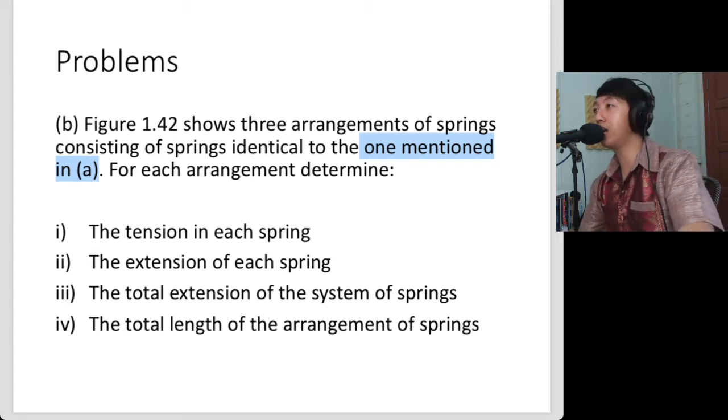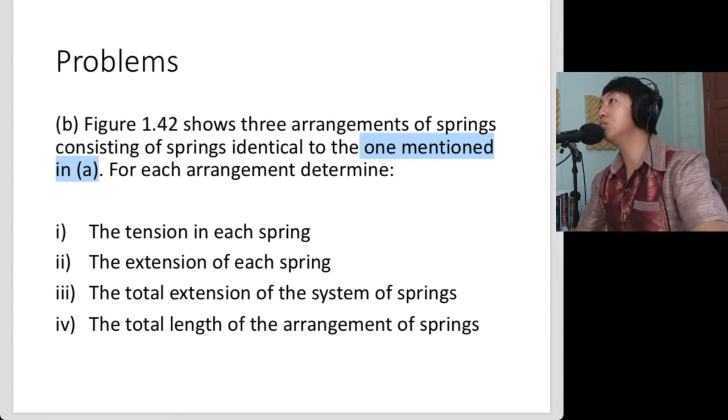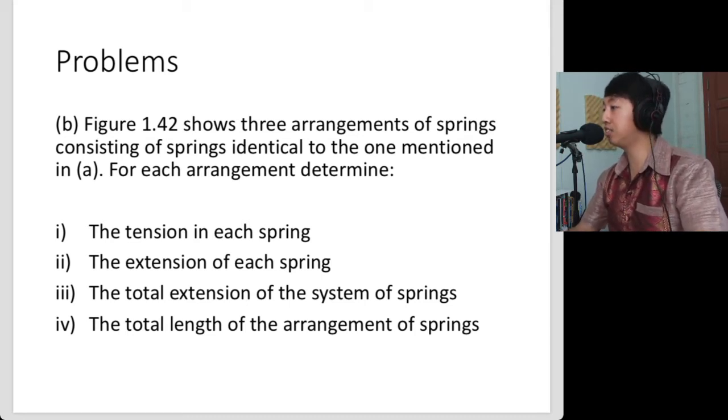Because if your answer in A is wrong, then B is automatically wrong too. Now for each arrangement, determine the tension of each spring, the extension of each spring, the total extension of the system of springs, and the total length of the arrangement of the springs.